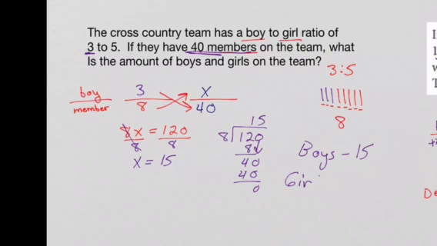Now the problem said to also find out how many girls. So we could input a 5 in place of the 3 and work this entire proportion over again, or we could simply know that there are 40 members and 15 of them are boys, so when we subtract that, we are left with 25, which is the amount of girls on the team.